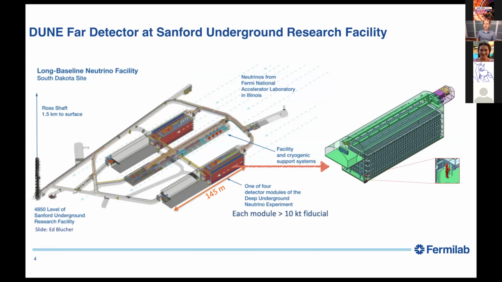So a little more detail about the far detector to give you some scale for how large the detector is. This is a diagram of the cavern that is being constructed right now at the Sanford Underground Research Facility. It's going to have 3 caverns. The 2 caverns on the outside will contain the 4 far detector modules, and then the central cavern is where all of the service utilities, cryostat, cryogenic supports, facility support infrastructure will go.